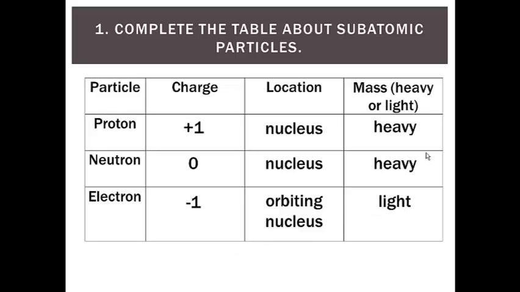Electrons are very, very light. So if protons and neutrons were an elephant, then an electron would be like a marble. That's the difference. They are so light and small that they don't even behave like particles. They actually behave like waves as well.